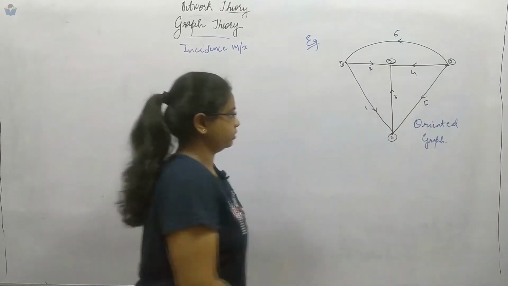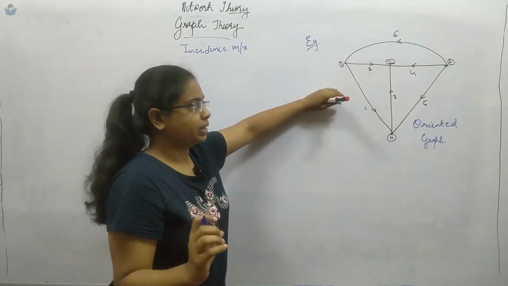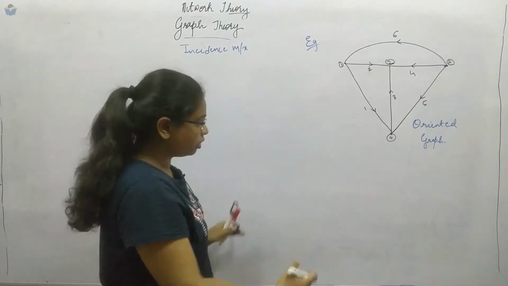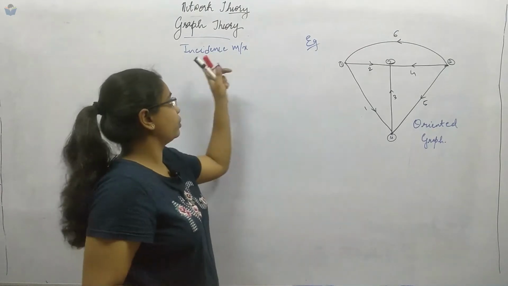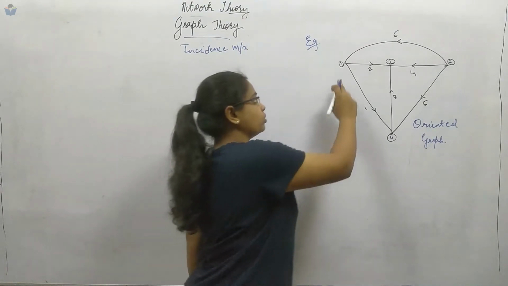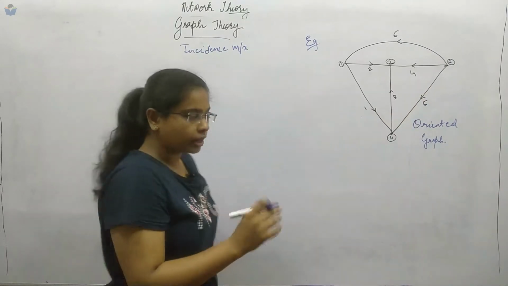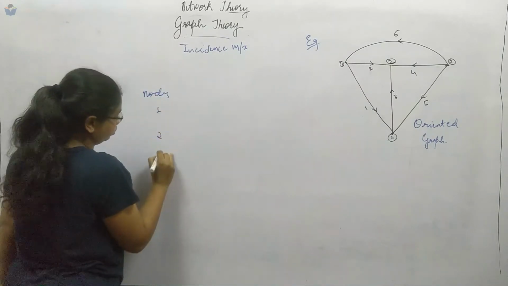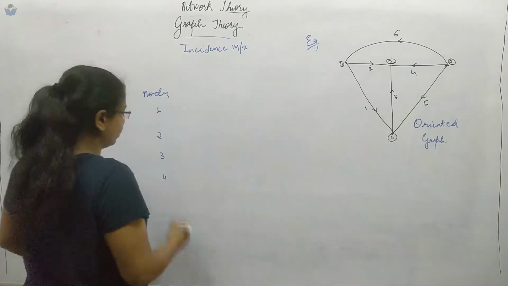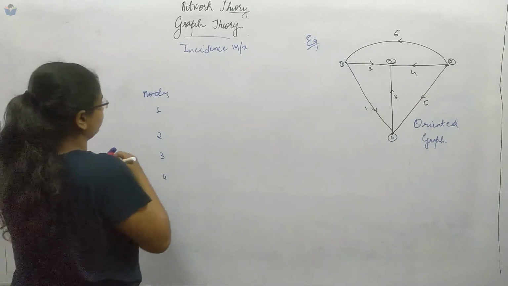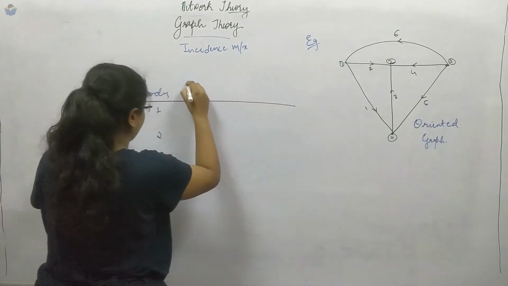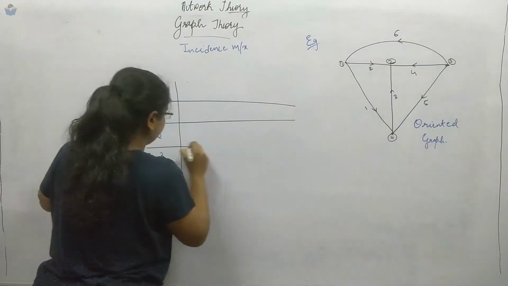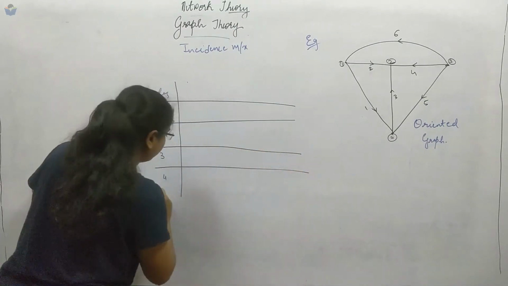Now to make the incidence matrix, keep in mind that it is dependent on the number of nodes. So while writing the columns, we will consider nodes for the incidence matrix. What are the nodes? 1, 2, 3 and 4. So there are 4 nodes. Let us draw the lines for this one, and here 1, 2, 3 and 4 nodes.